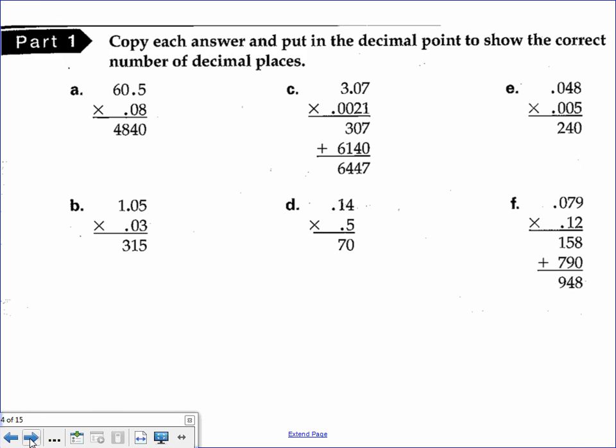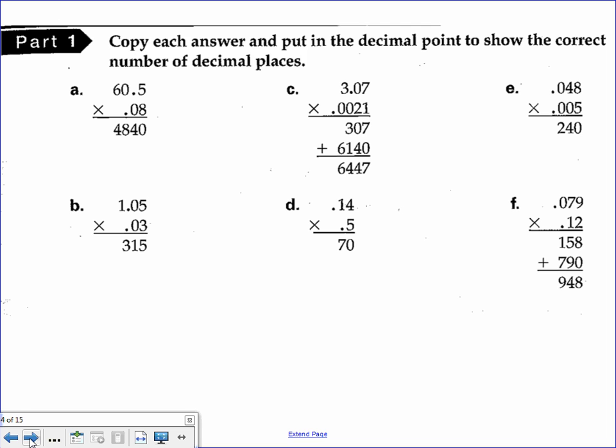Okay, on the next page, we're doing the same thing, except for some of these, you may need to add zeros to create enough decimal places. So you can do problem A on your own. I'm going to skip to problem B and do that one just to show you here.